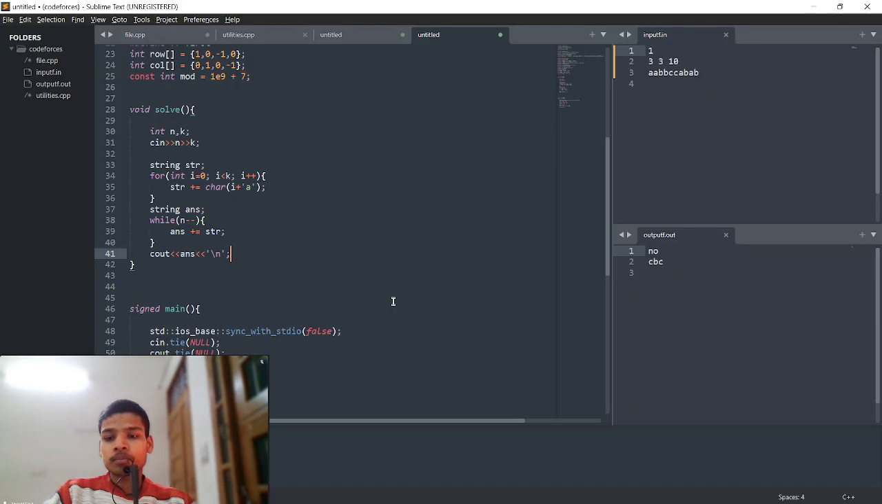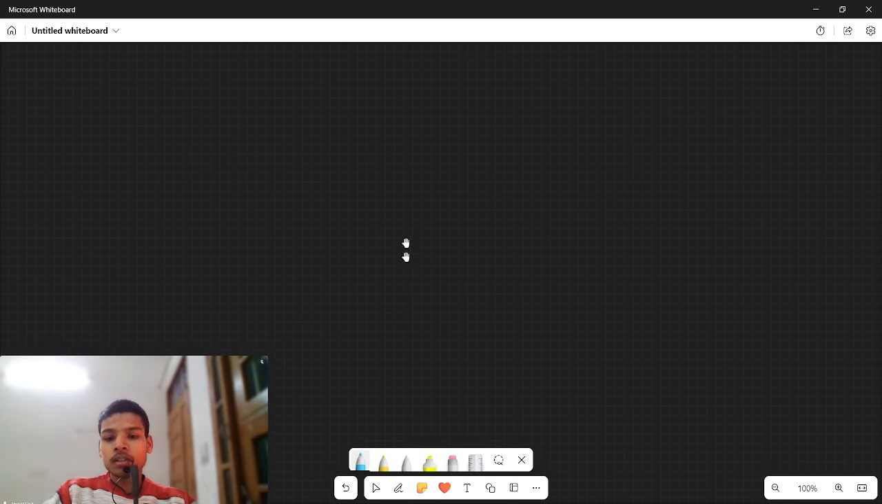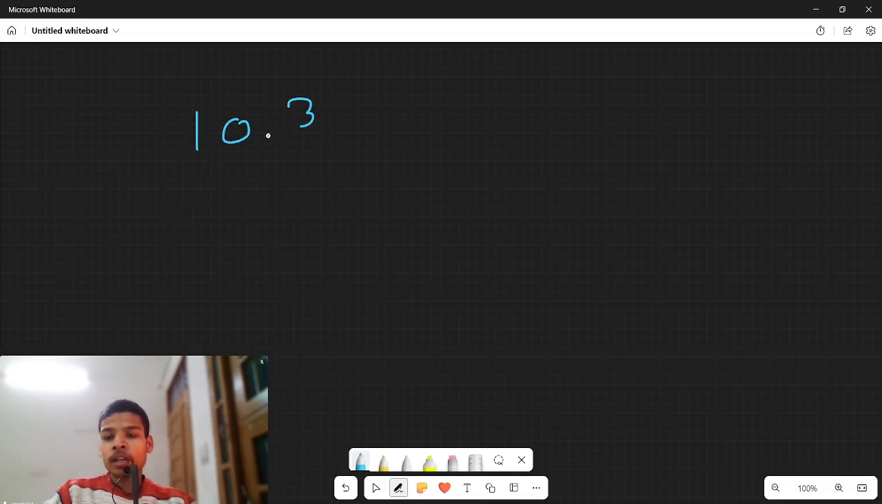For example, like I have 10 and 3. So how can I divide 10 into 3 parts? I can divide it into 4, 4 and 2, right? So the GCD of this is 2, which is the highest possible achievable.